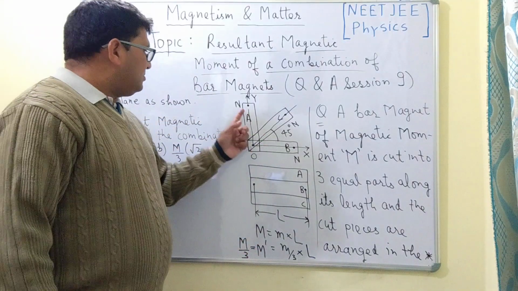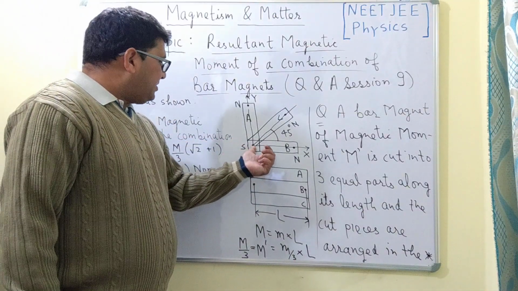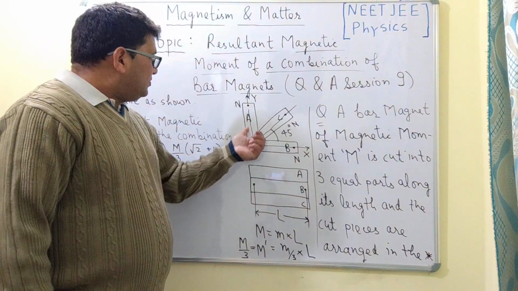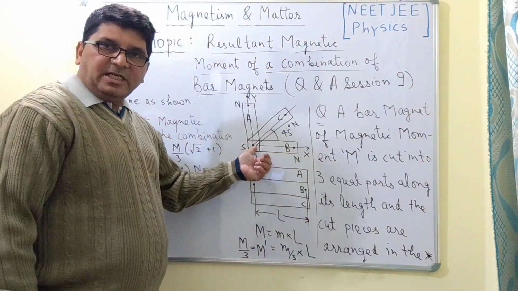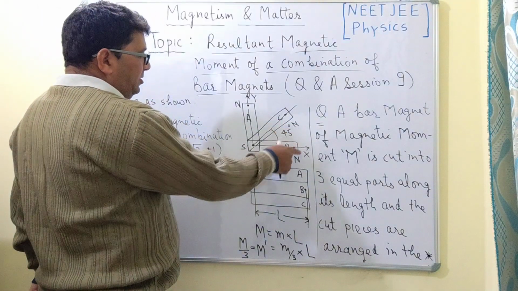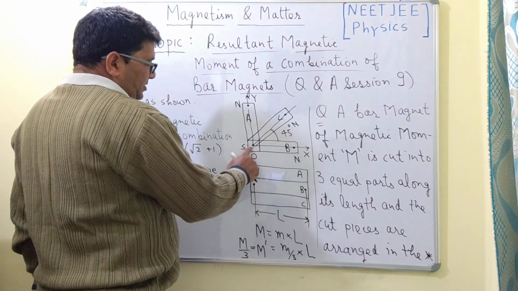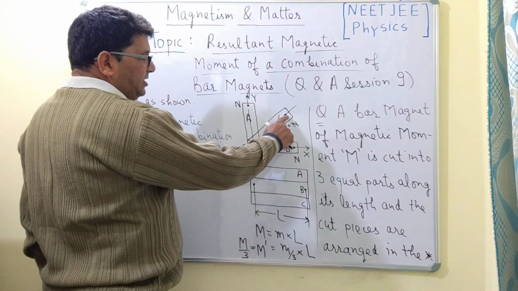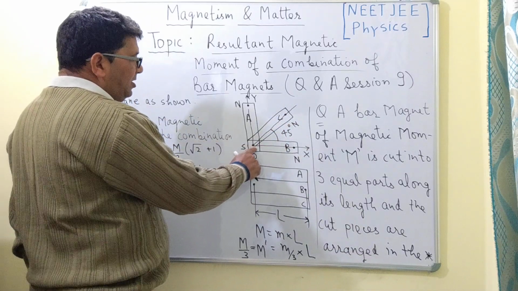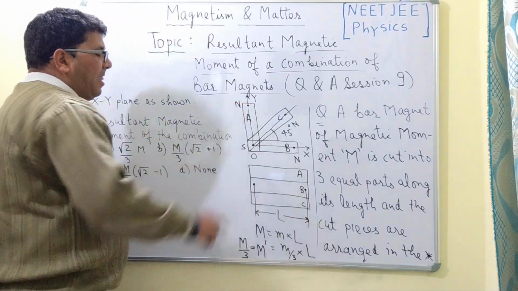Now here in this figure, these 3 bar magnets are kept in the XY plane in such a way that at the origin, the south poles of these 3 bar magnets are coinciding as shown in this figure, and this is the north pole. This is the bar magnet B and its north pole is here. This is the south pole of it. This is the bar magnet C and its north pole is here, and this is its south pole, and the south pole of this bar magnet is here and the north pole is here.